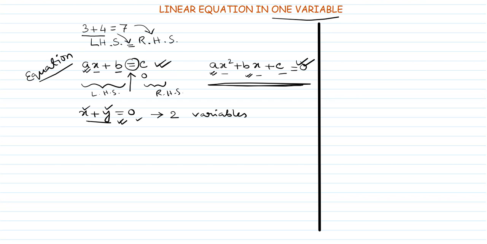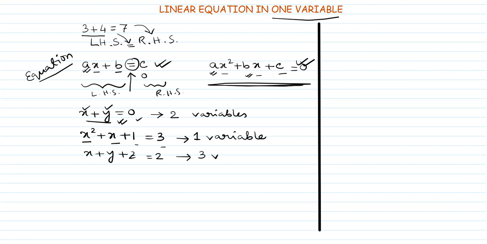Clear? Suppose I am writing x square plus x plus 1 equal to 3. Now here you can see x square, x, and these are constants, correct? So that means you can see here it is in one variable. Okay. Similarly, if I write x plus y plus z equal to 2, this is obviously in three variables. You can understand that right now. Okay.